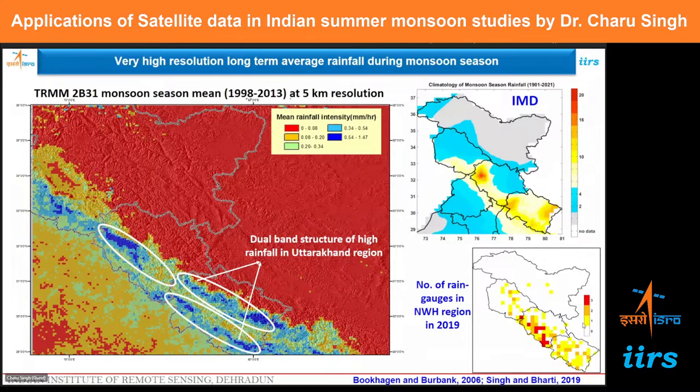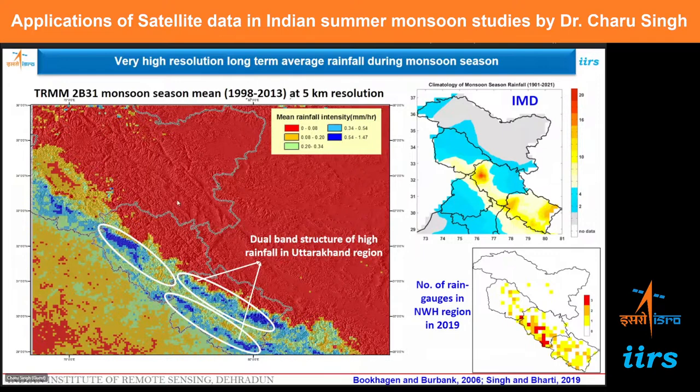The color bar is showing the number of rain gauges available in every grid point. You would see there are several locations where no rain gauges were available in 2019. Here we hardly have any rain gauge in the upper reaches. Here we have a good amount of rain gauges available, but again the density is not the same. The number of rain gauges is not homogeneously distributed in any of the states in the northwestern part of India. In Ladakh, there are hardly 3 rain gauges. Likewise, in Jammu Kashmir, we have a very limited number of rain gauges. Because of this problem, we have a coarser resolution data set available from IMD, and this data set is not able to resolve the dual band structure over the Uttarakhand region.